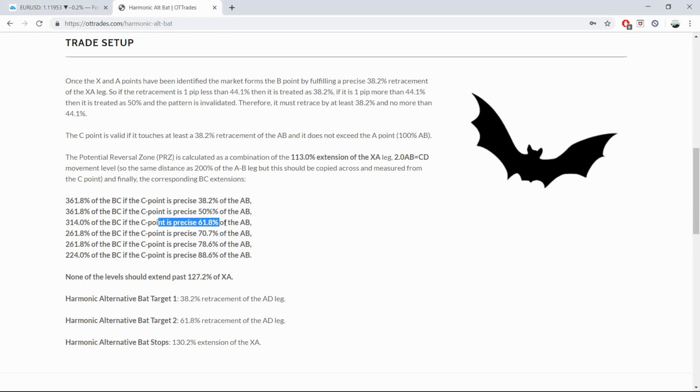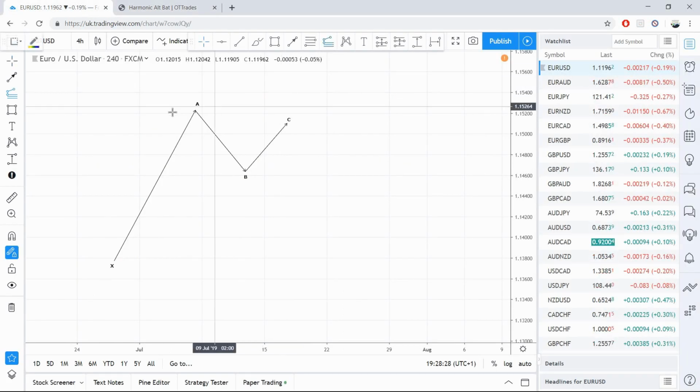So our C point was a precise 618. Again, this precise means that it's 1 pip closer to this 618 than it is to 50, or in this case 70.7%. And again, 1 pip closer to 70.7 than it is to 618 or 78.6, and so on and so forth. That's what I mean by precise here. So to get started then, it's calculated as a combination of the 113 extension of the X to A leg. So let's do this first.